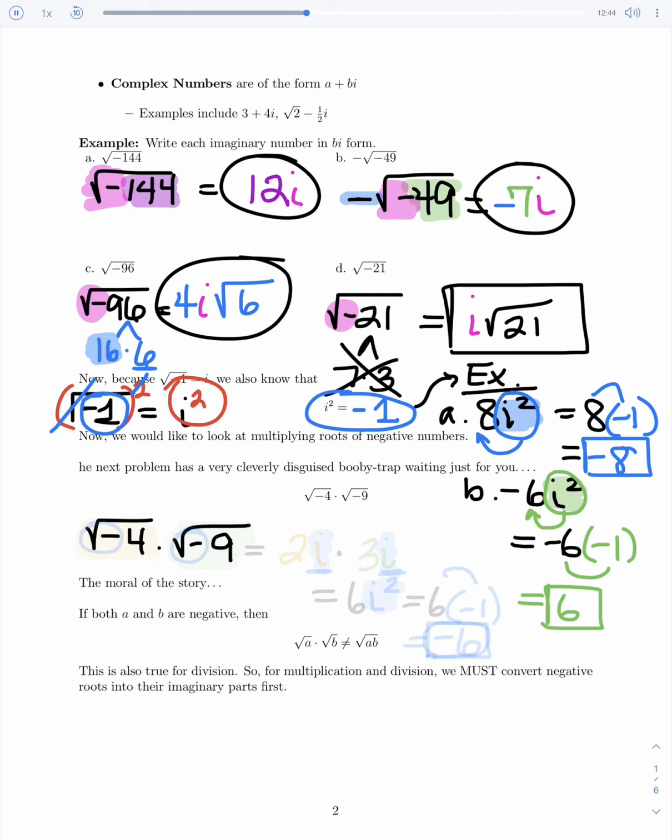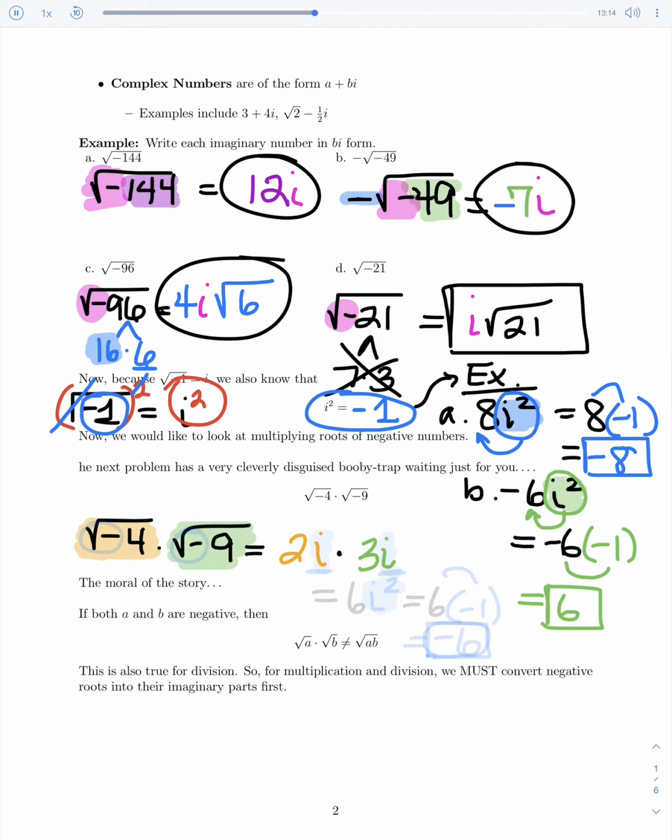So that's what we have to do first. We have to pull out these i's. So if we have a square root of negative 4, it turns into a 2i. And let's see, we've also got a square root of negative 9 here. That would turn into a 3i because the negatives are on the inside of the square root.